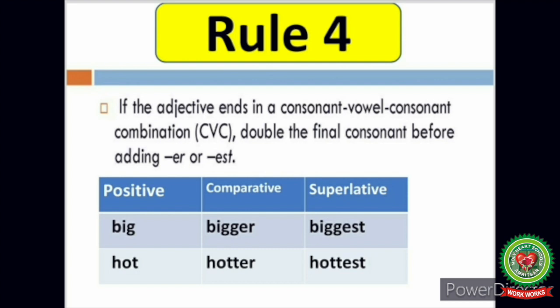Similarly, in hot, we will double T and add ER and it will become hotter in its comparative form, and in its superlative form, it will become hottest.